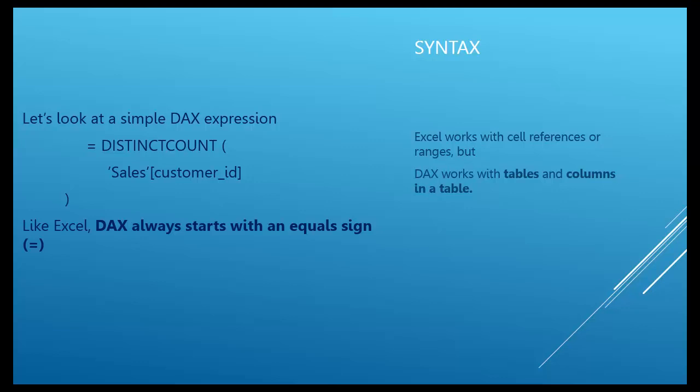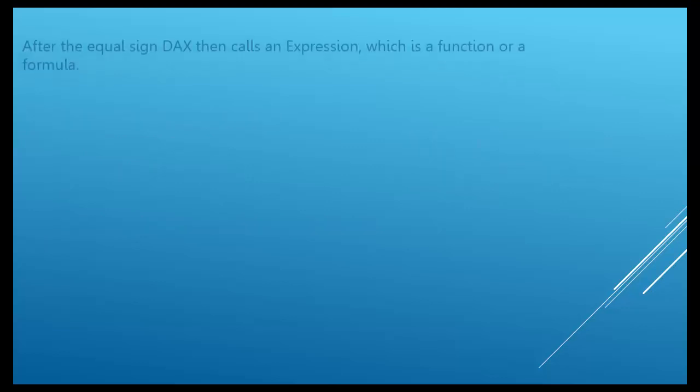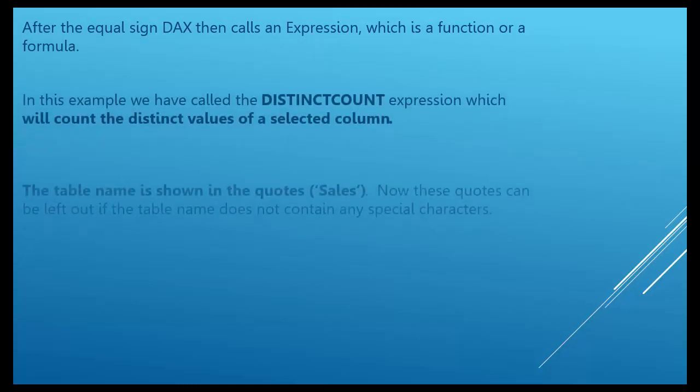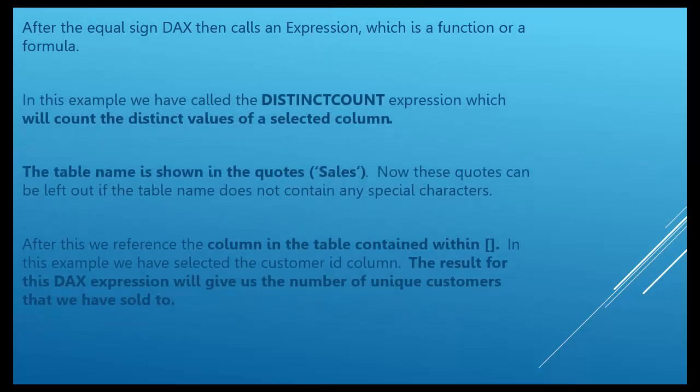Here the table is within quotes, so you can see that Sales is a table. You can remove the quotes, but if there are any special characters, you have to put the quote signs around the table name. After this, when we are referencing a column in a table, we have to use square brackets, so the column name comes in the square brackets. The result of this expression will give us the unique number of customers that we have sold to.